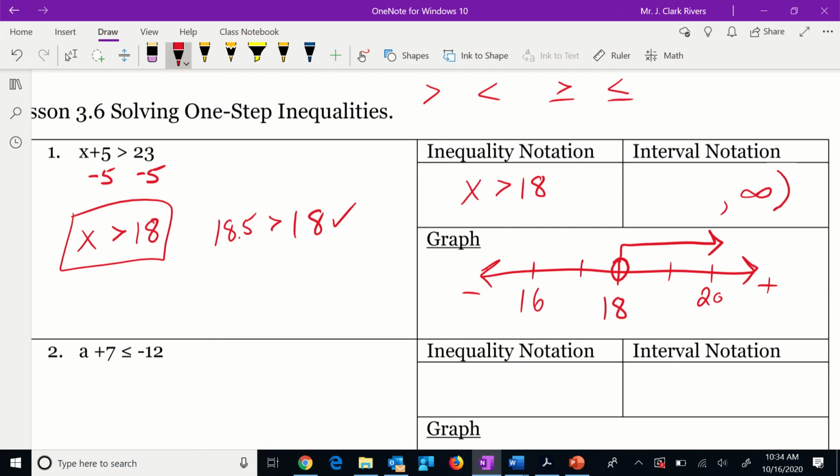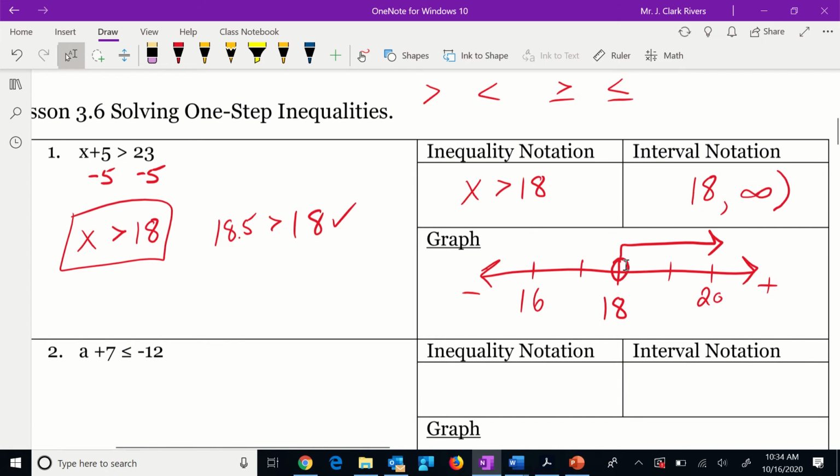Now what's the low end of this? If all the way to the right it goes to infinity, meaning it goes on forever, how far to the left does it go? Does it go to 19? Yeah. Does it go further to the left than that? Yeah, it goes to 18. Does it go to 17? No. The furthest to the left it goes is 18. So 18 goes on the left of that comma. 18 is the low end, infinity is the high end.